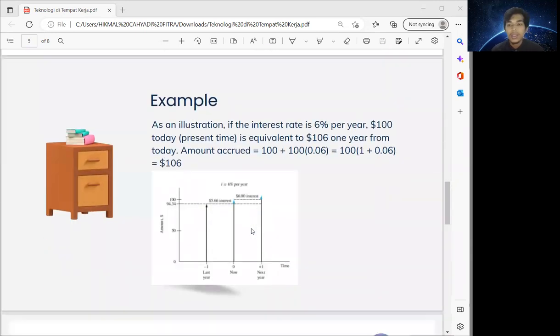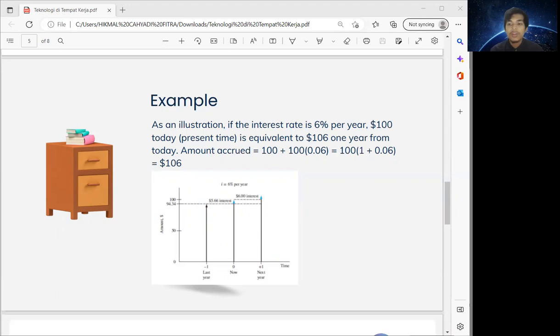Next is an example. As an illustration, if the interest rate is 6% per year, $100 today, at present time, is equivalent to $106 1 year from now. That is, 1 year from today, it equals 100 plus 100 times 0.06, which is 100 times (1 plus 0.06). So the result is $106.